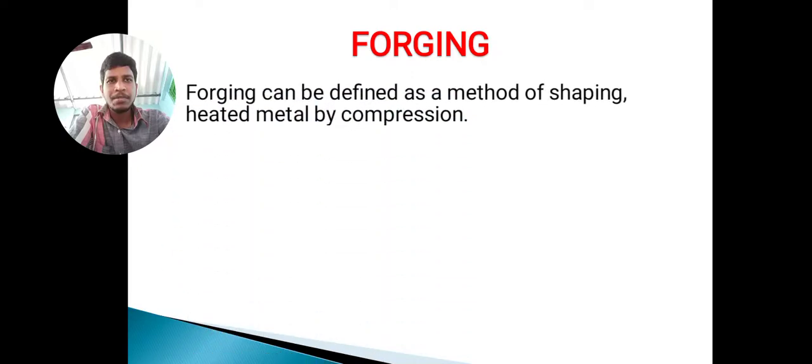In the manufacturing process subject, we are continuing with Unit 2, that is forging. Up to now, we discussed rolling and extrusion processes. Today, in this class, we are going to discuss forging. Forging is nothing but compression. Forging can be defined as a method of shaping heated metal by compression. The requirement can be finished by heating the metal under compression.